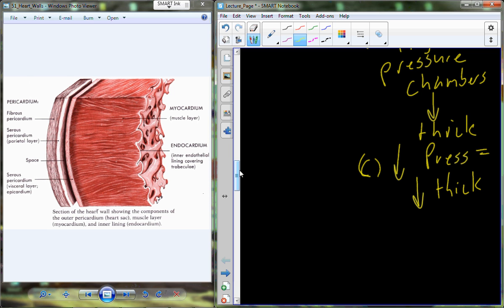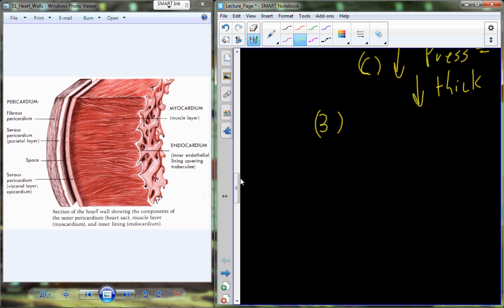thickness. Now, the organization globally within the heart of the myocardium, it structures the heart tissue in a very unique way. We call it the myocardial vortex.